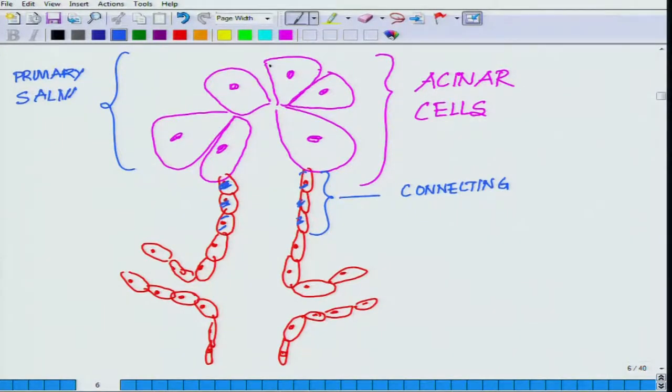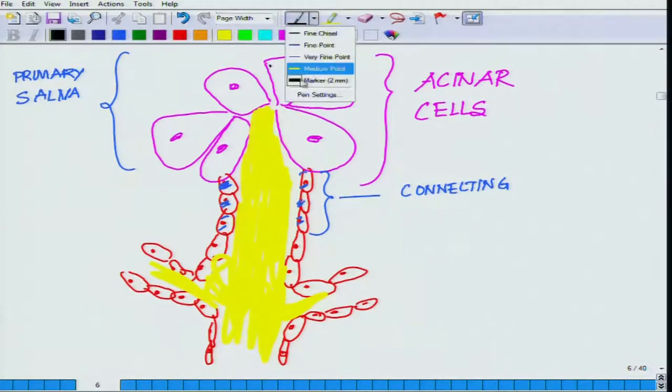As the saliva gets modified, it becomes like that. So, this is where the primary saliva is forming, and this saliva flows down this. This is where all the secretions are taking place. As I was trying to tell you, these acinar cells are essentially involved in the secretion, and we will come to what kind of secretion they do.